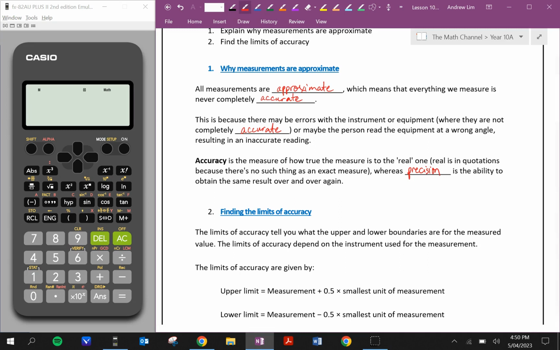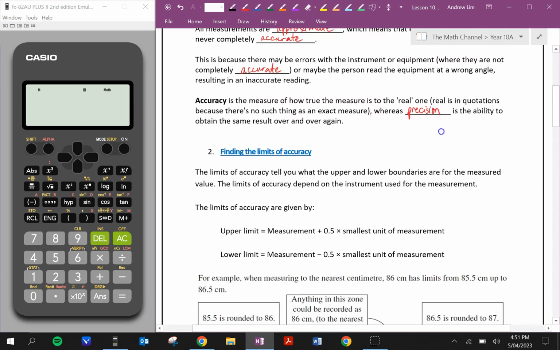So why are measurements approximate? It's because mainly the instruments that we use aren't completely accurate. We don't know for certain what an exact measurement is, and so in reality, whatever we've measured is actually somewhere between a lower number and a higher number. Let's say we measured something and it was 30 centimeters. It could be 30 centimeters, but in reality, it's probably somewhere between 29.5 and 30.5 centimeters.